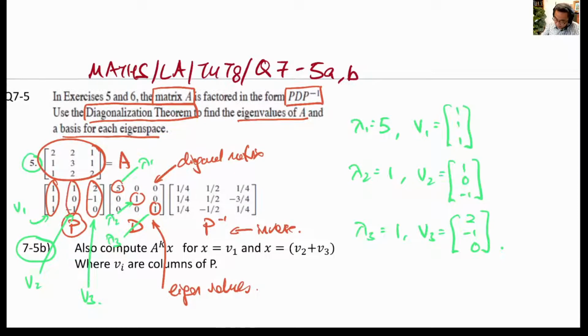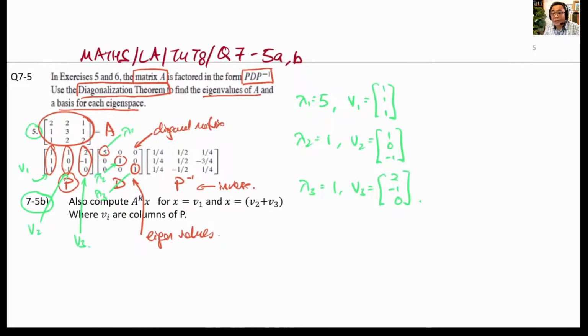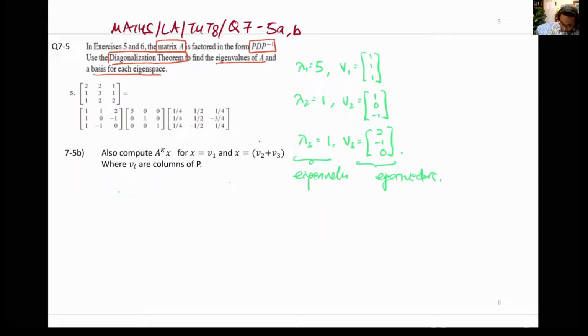So this is the first part, and we have just used the diagonalization theorem, identifying the P, D, and P minus 1 elements to be the eigenvalues and the eigenvectors. We'll now tackle the second part.